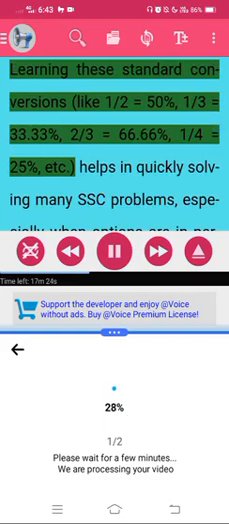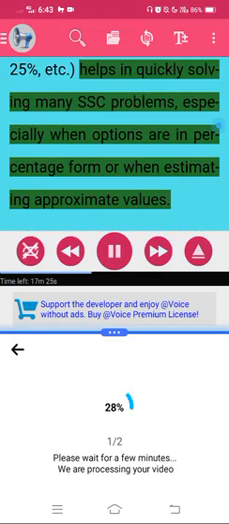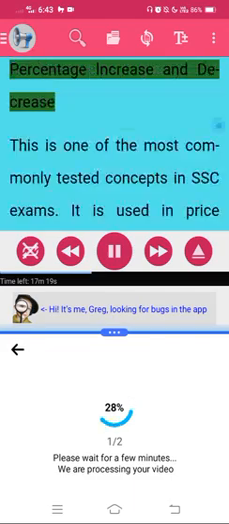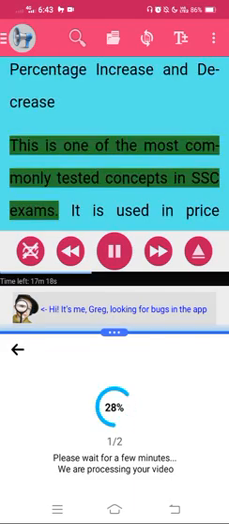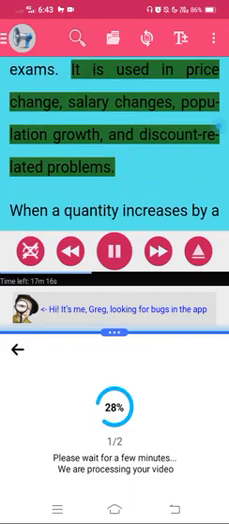Learning these standard conversions like 1/2 equals 50%, 1/3 equals 33.33%, 2/3 equals 66.66%, 1/4 equals 25%, etc., helps in quickly solving many SSC problems, especially when options are in percentage form or when estimating approximate values. Percentage increase and decrease. This is one of the most commonly tested concepts in SSC exams. It is used in price change, salary changes, population growth, and discount related problems.